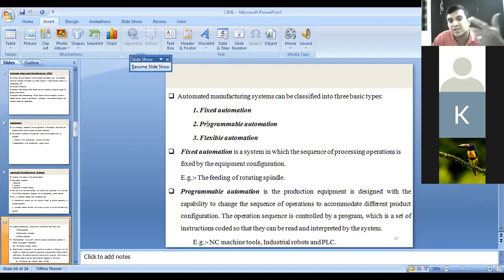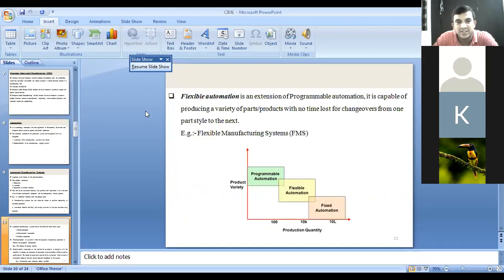Clear? When it comes to programmable automation, there are so many varieties of product we can get, but the cost is also more, and the number of products we can manufacture is less. Flexible automation is in between fixed and programmable automation. That is, the product variety is more, the cost is more, and the production rate is also more. You can see that in the next slide.